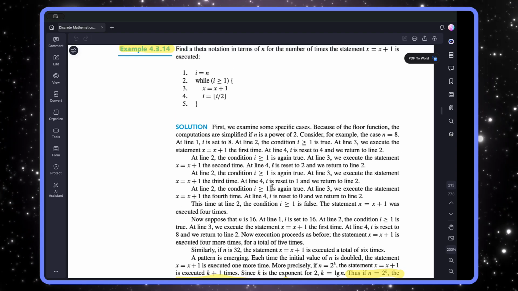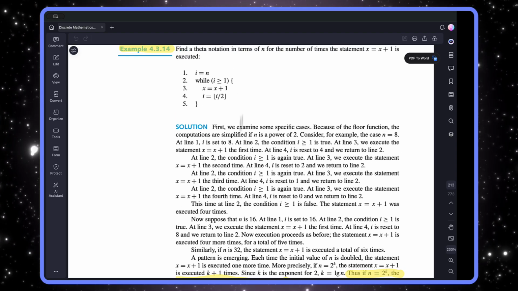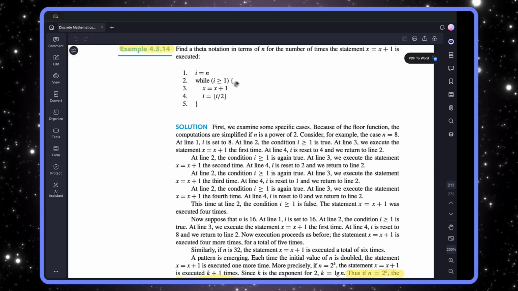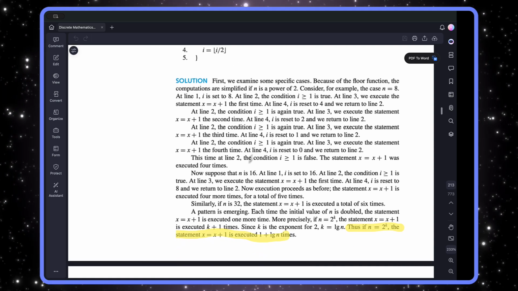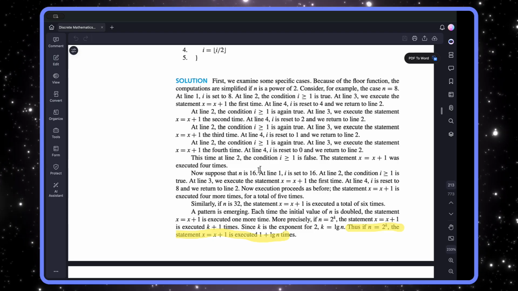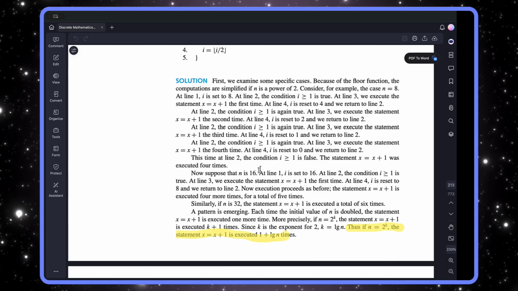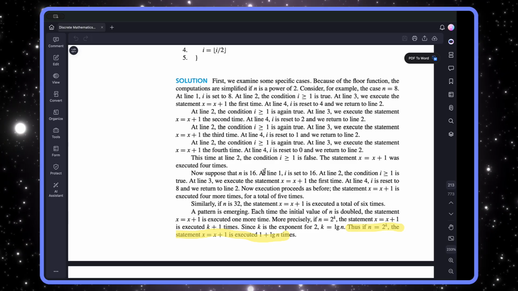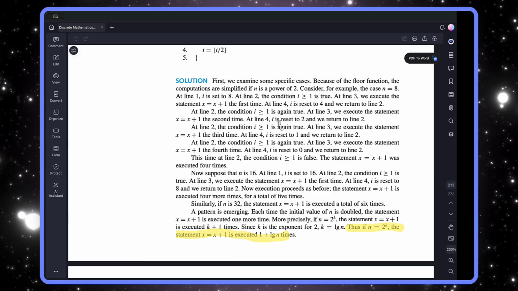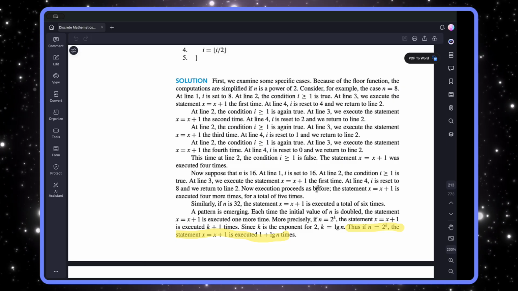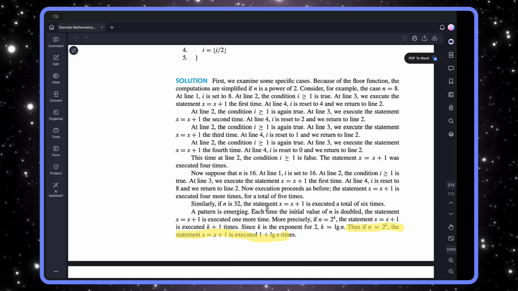So we can see by going through this thought experiment that it was executed 4 times. And now suppose n is 16. Well, then 16 turns into 8 after you cut it in half, and 8 is the previous case. So you can then conclude that a pattern is emerging.